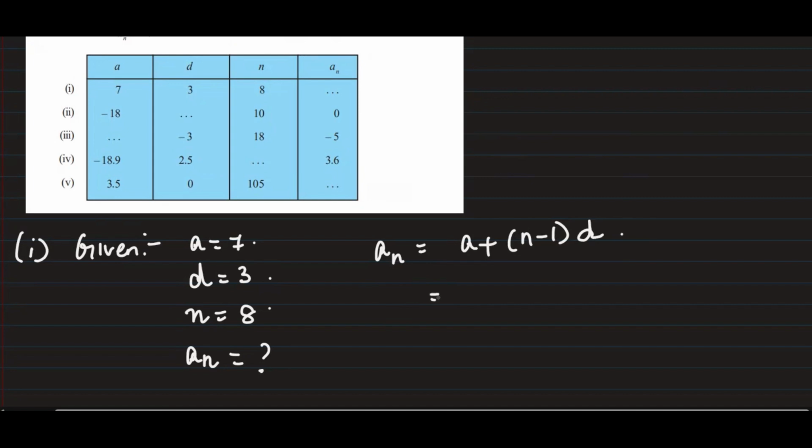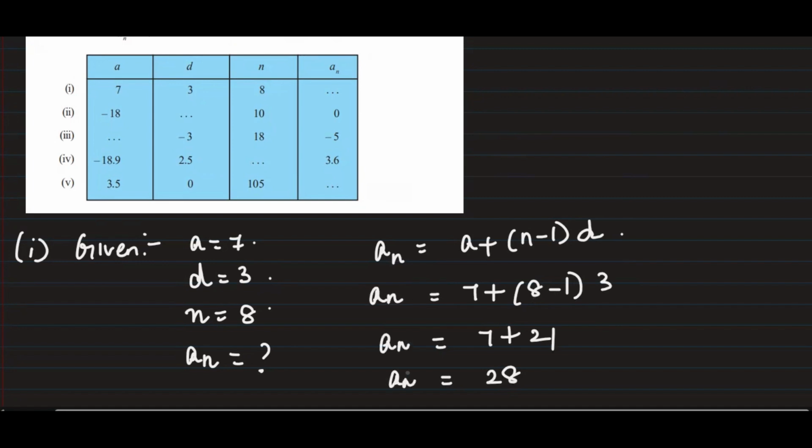So An we need to find. A value is 7, plus n value is 8, so 8 minus 1, into D value, which is 3. So which is equal to 7 plus 8 minus 1 will become 7, 7 into 3 will become 21. So 7 plus 21 will become 28. So for the first question, the value of An is 28.